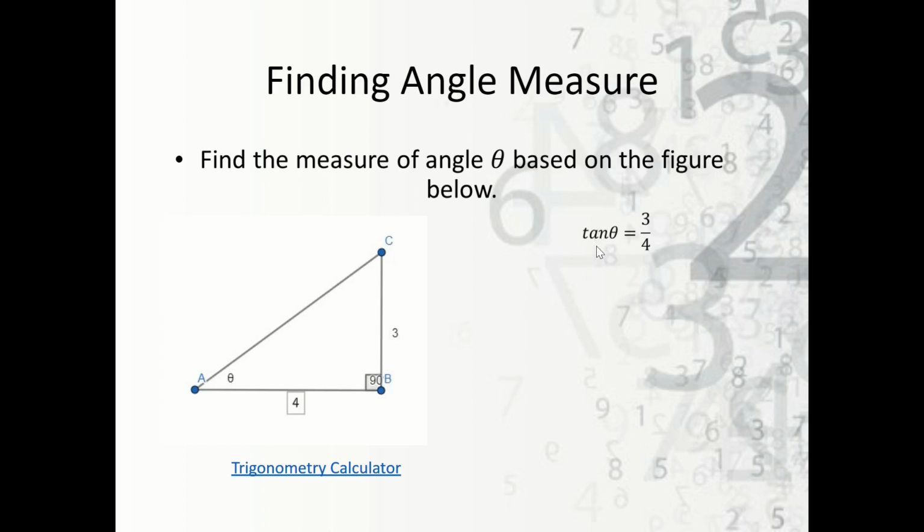Now we can't use tangent here because that's not going to help us with theta, so we're going to need to use inverse tangent. So this will be inverse tangent of 3/4 is equal to theta. Now we can go ahead and plug that into our calculator. So we put in inverse tangent of 3/4 into the calculator, and when we do that, we should get 36.87 degrees.